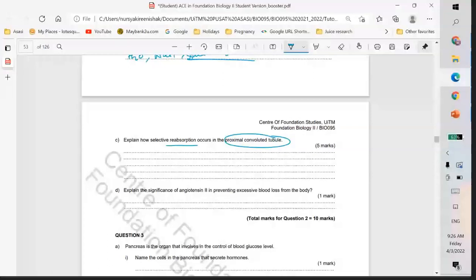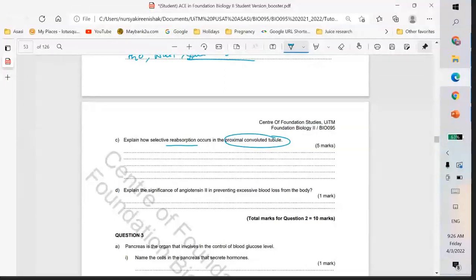That's it. Okay, so this question is 5 marks. For your answer, I can only give you 3 marks. The 3 marks are for your explanation that substances such as glucose and amino acids from the filtrate will be reabsorbed from the filtrate into the interstitial fluid and into the blood.